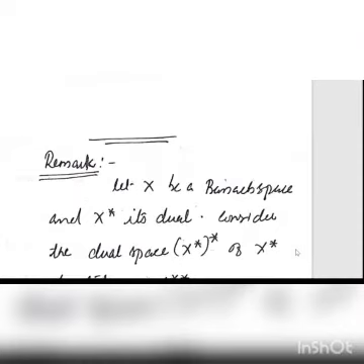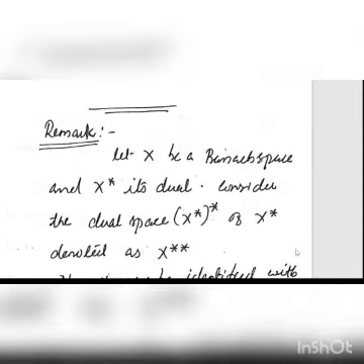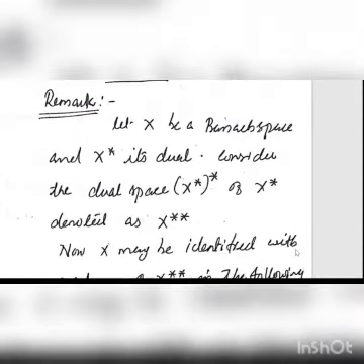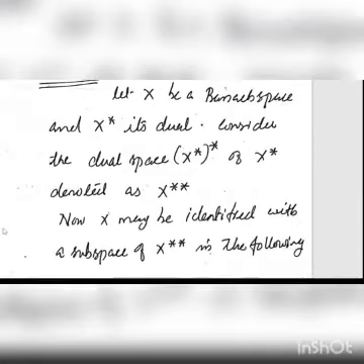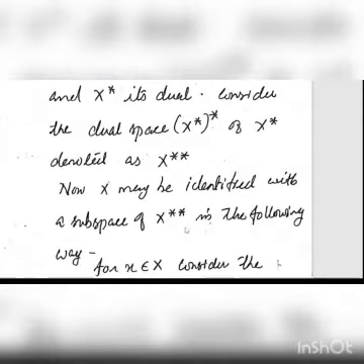So here is the remark. Let X be a Banach space and X star is the dual. Consider the dual space of X star, the double dual, which is denoted by X double star. Now X may be identified with a subspace of X double star in the following way. So X and X double star can be identified.